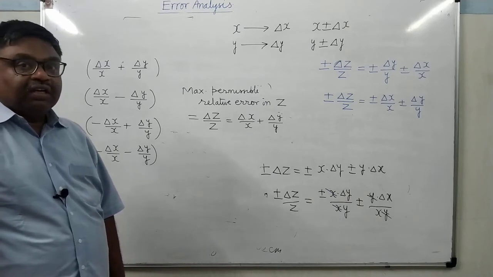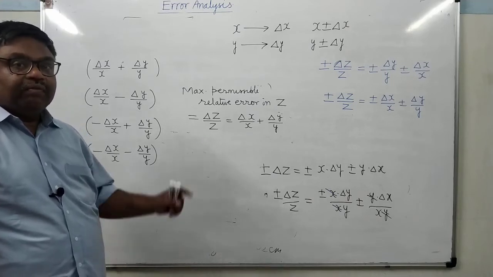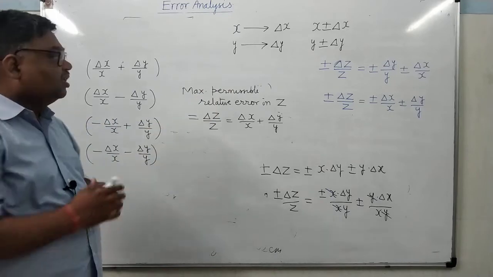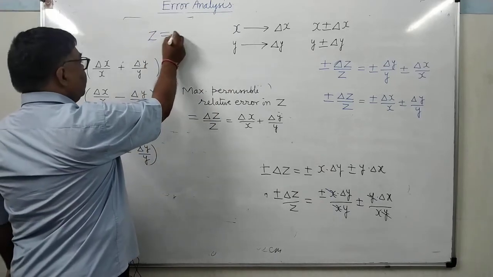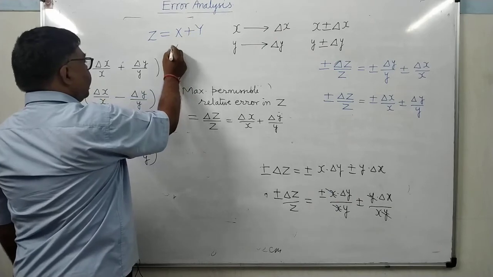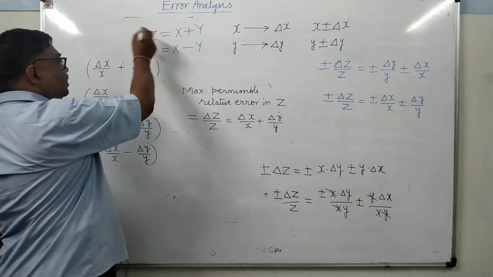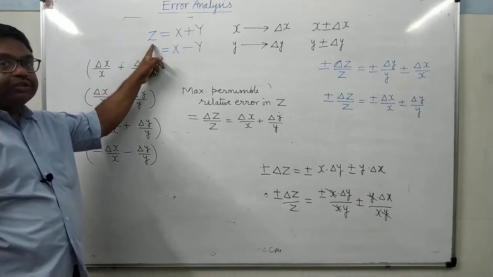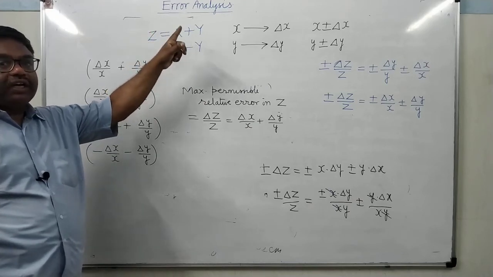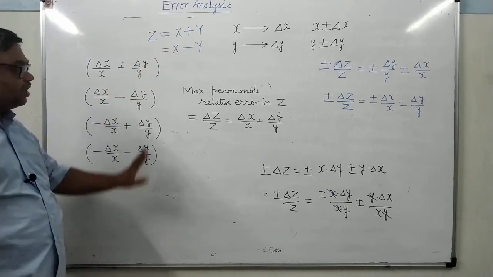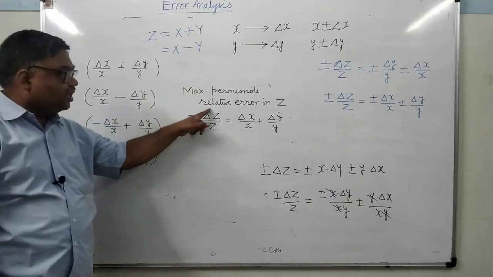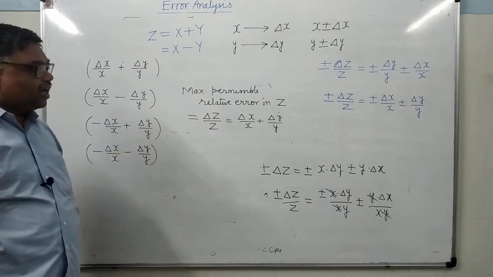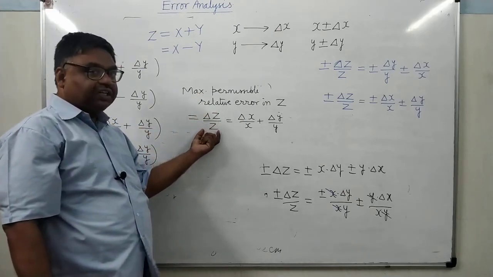It's clear? You can see here, when z was equal to x plus y or x minus y, in that case we were calculating the maximum permissible absolute error in z, that was equal to delta x plus delta y in both cases. But here we are getting the maximum permissible relative fractional error in z. It's clear? Now if you multiply it with 100, it will become percentage error in z.